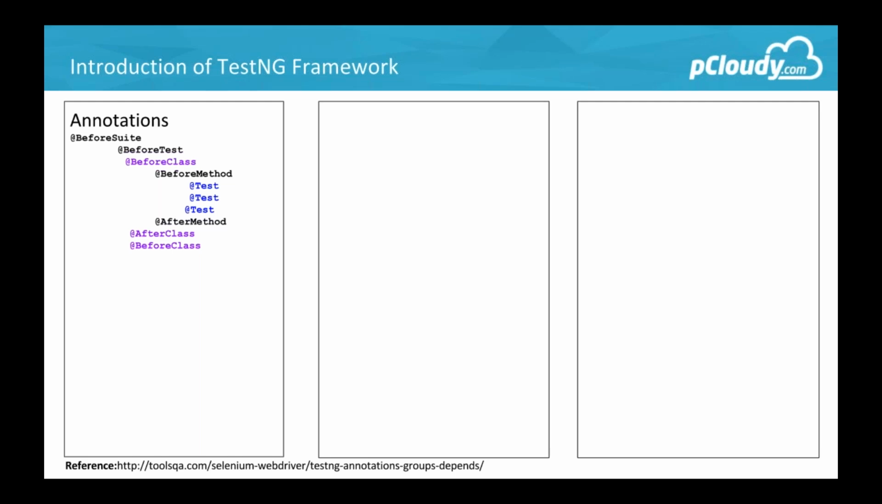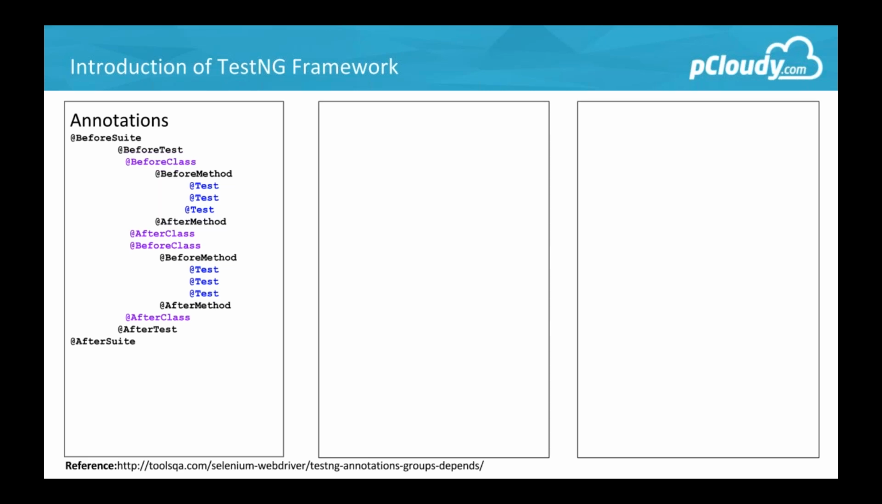I'm assuming that most of the attendees who are with us already know a little about the TestNG framework. So before method, then again some tests, and then after method, then after class, then after test, then after suite. So all these annotations are there. You can make use of these annotations so that you don't need to write your method names in a specific format and choose it from your driver script.